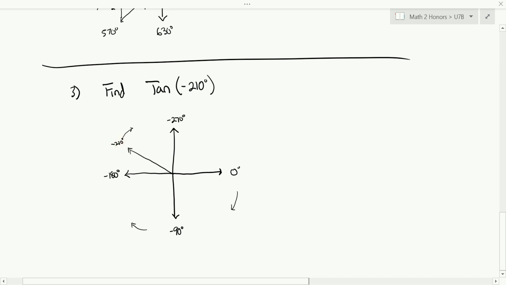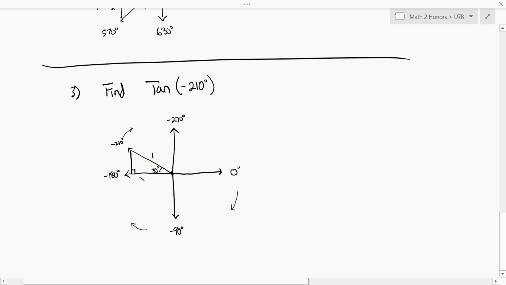Okay, always go to the x-axis. Your height's perpendicular to the x-axis, so put the 90-degree angle there. And then our reference angle is this angle here with the vertex at 0, 0. It's the difference between negative 210 and negative 180, and it's a positive difference, which is 30 degrees again. Okay. And so then once you have that set up, make the hypotenuse 1.